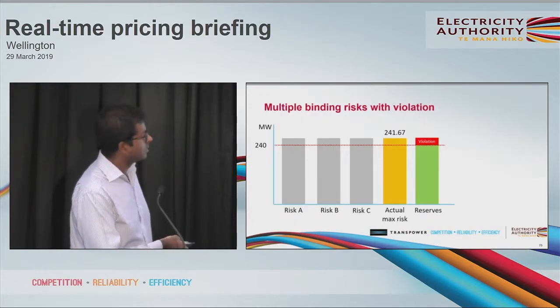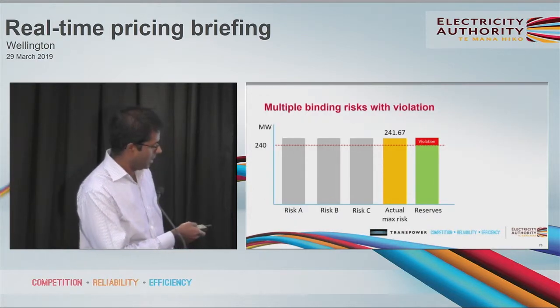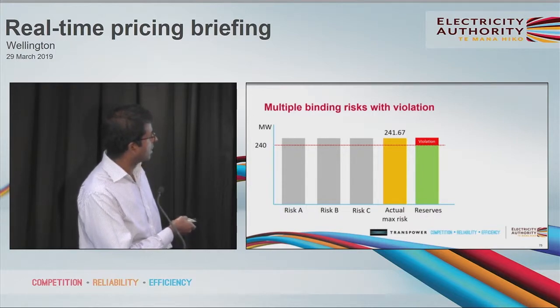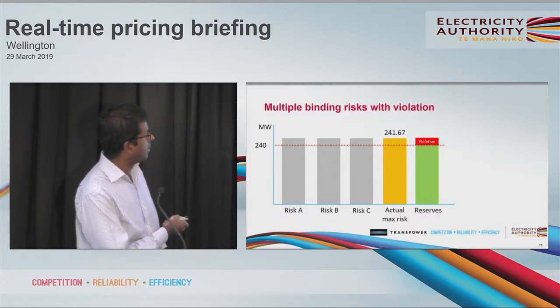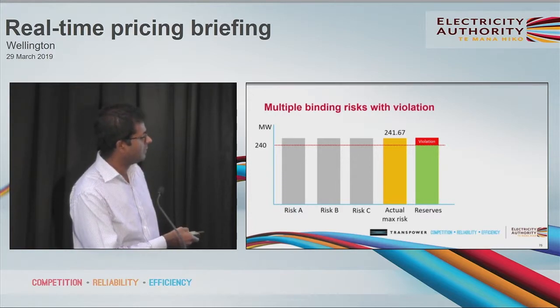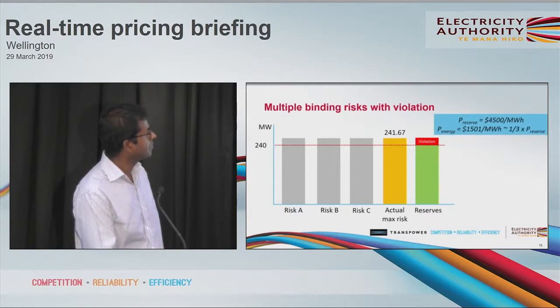Okay, so just to illustrate, this is what's actually happening in that example. We've got the 3 risks with the 240 megawatts cleared and 1.67 violated. And that's really the price calculation.